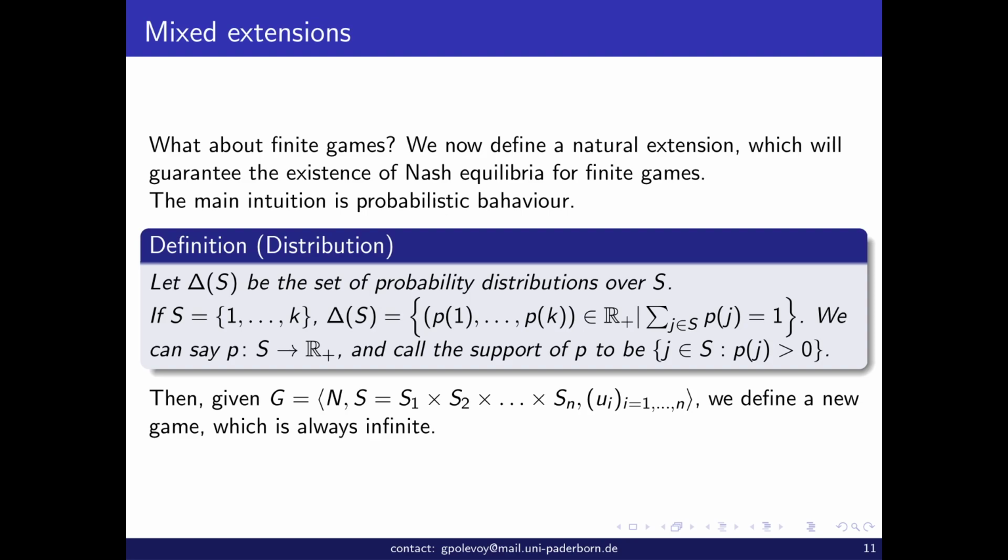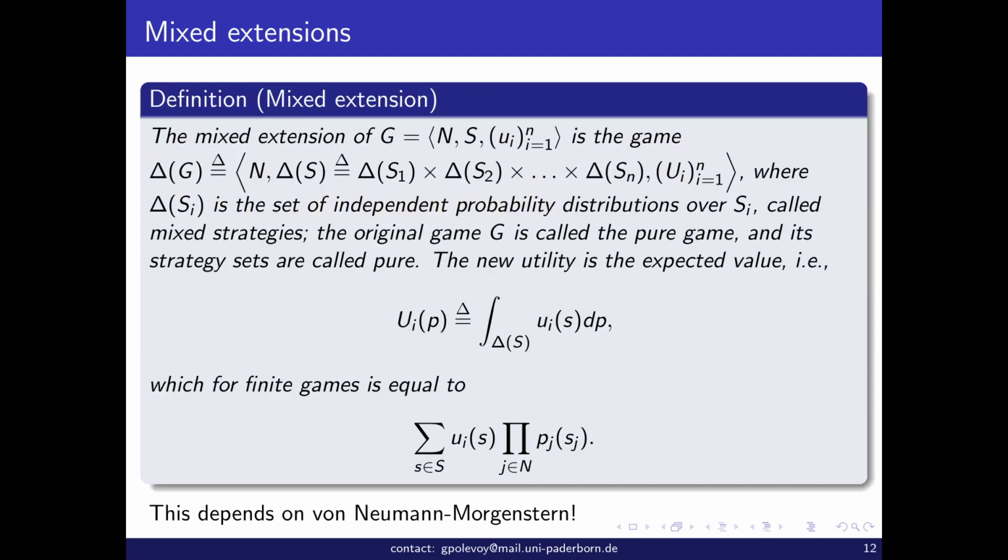Now, given this general definition, given any strategic game G, not necessarily finite, it's important that we define it for any game, but we are going to use it mostly for finite games, because that's why we have this famous Nash theorem. For any game, we define a new game, which is always infinite, and which is called the mixed extension of the original game. So the mixed extension of G is the game delta G, which is defined as follows.